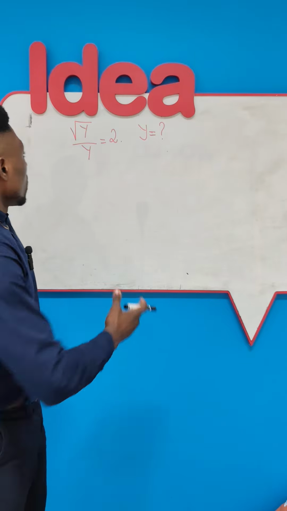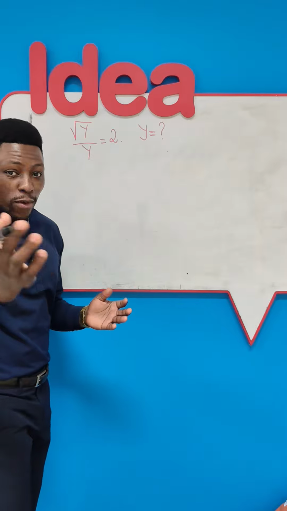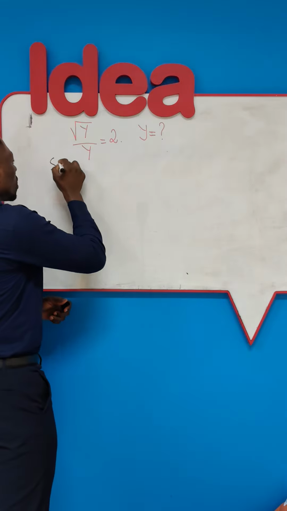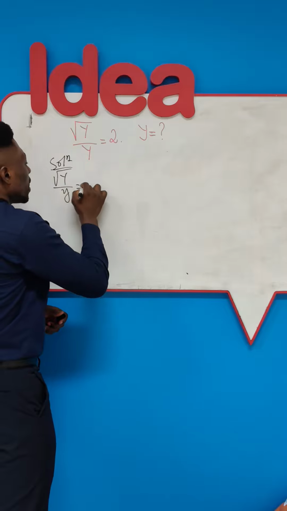Tomorrow will be better. Square root of y divided by y equals 2. Find y. Follow me, dear friends. Solution. Let me copy the question. Square root of y all over y equals 2.